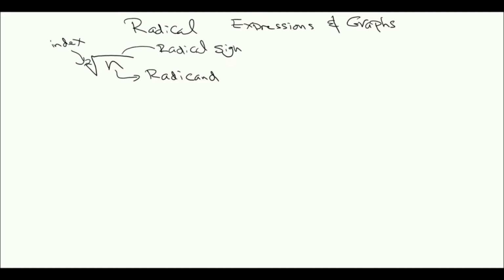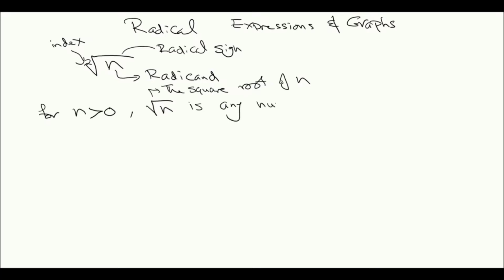So for real numbers n that are greater than 0, when we say the square root of n, and of course that's how we write this, we read it the square root of n, it is basically any number whose square is n.